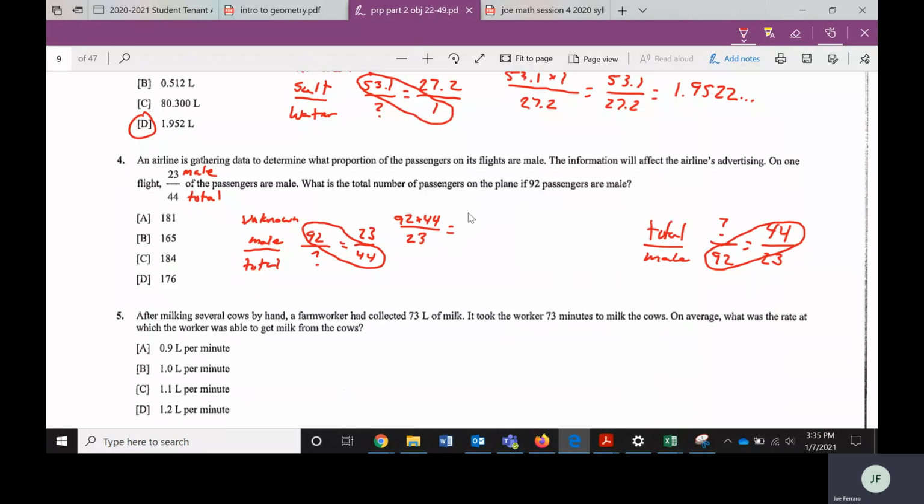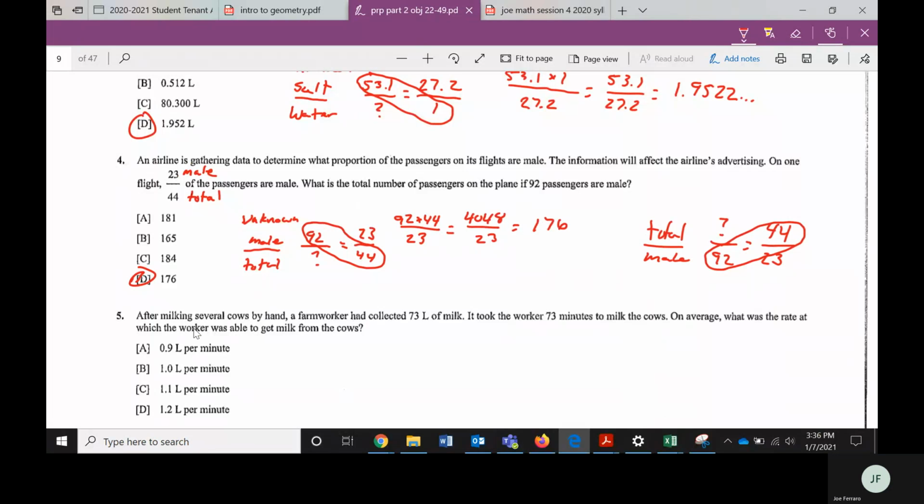So when you multiply that, you get 4,048 divided by that 23. And you get 176. Okay. So far, they've been pretty straightforward as far as the setup.